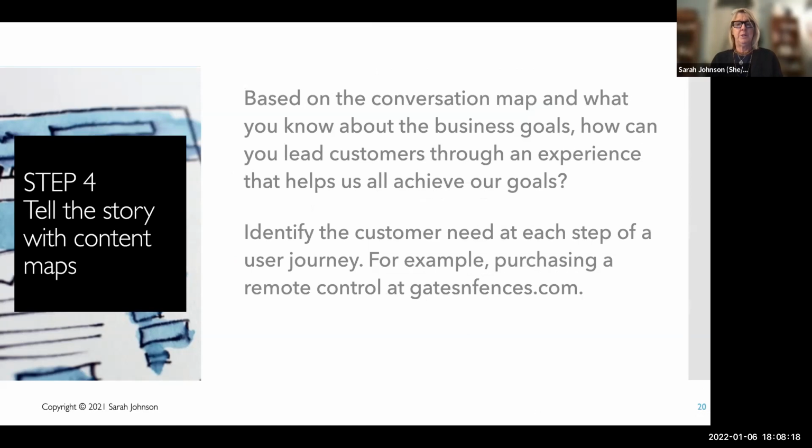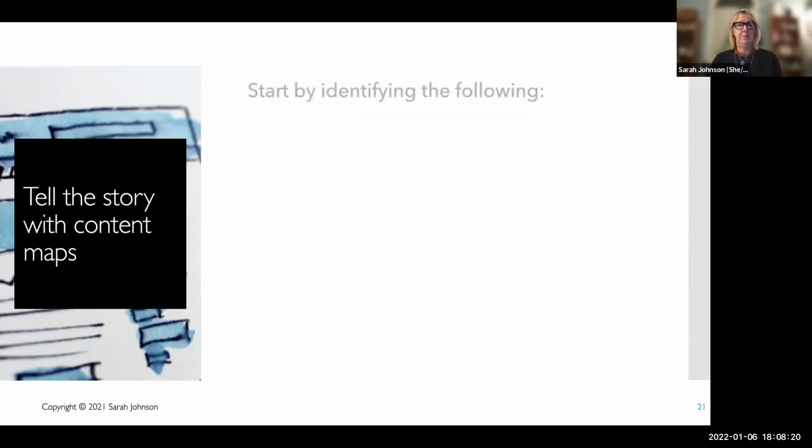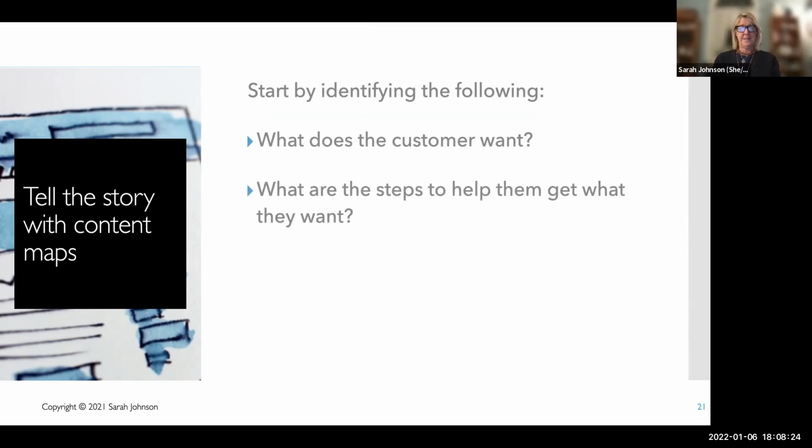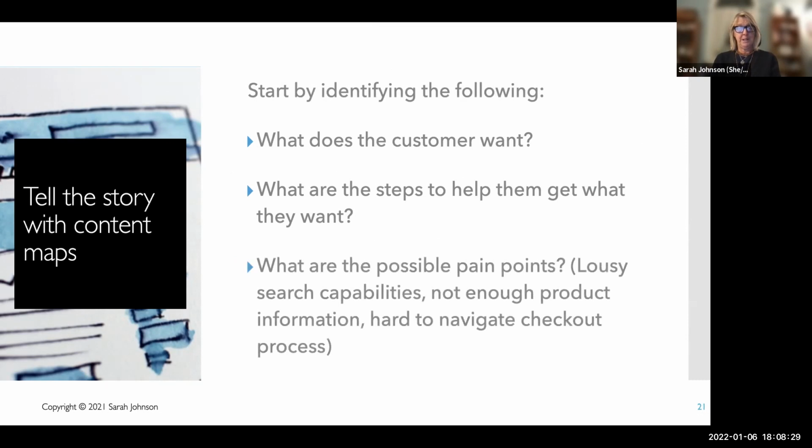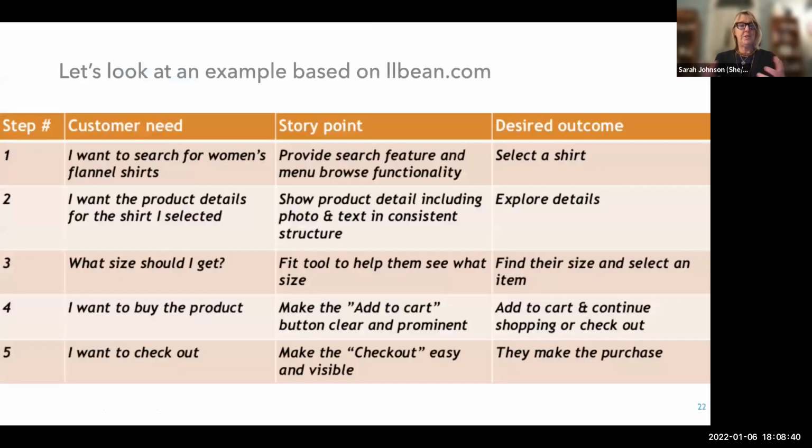So we were talking about the conversation map. And we want to talk about what the customer wants and the steps to help them get what they want, and what the possible pain points are, such as poor search capabilities, not enough product information, or a hard-to-navigate checkout process. So just to illustrate what this would look like, a little map. And this is a very simplified version for a short talk.